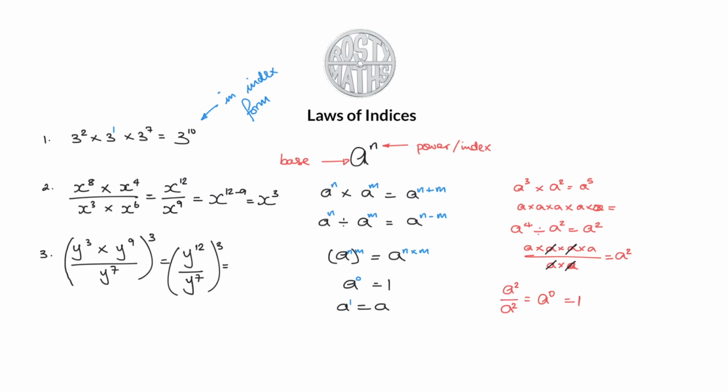This is now dividing, so we follow this rule. So 12, take away that 7, and that's going to give us 5. So I'm not going to work it out, I'm just going to say that that's y to the power 5. That's in brackets with a 3 outside. And it looks like this rule now. And when you have that rule, power inside, power outside, what do we do? We multiply the powers. So that then becomes y to the power 15 because 3 times 5 gives us 15.